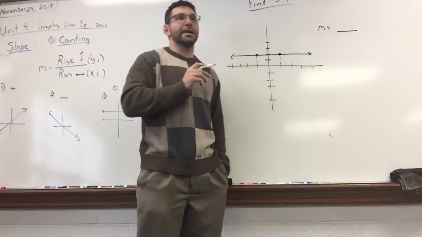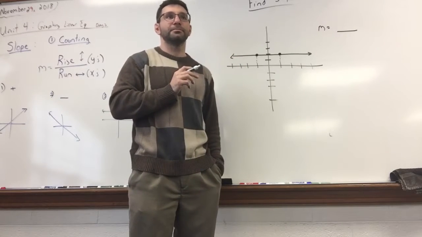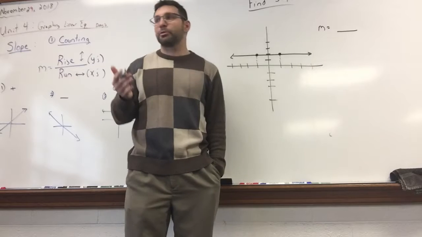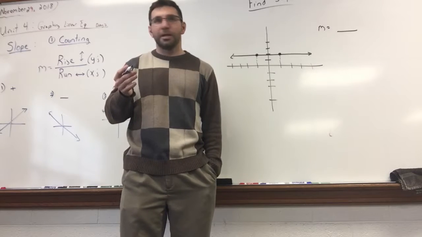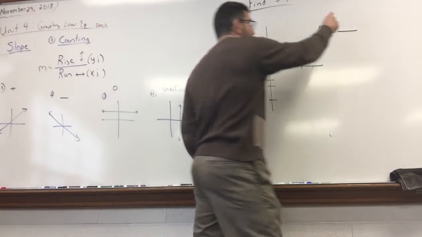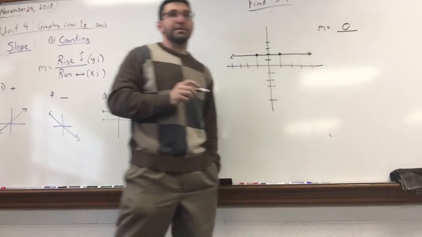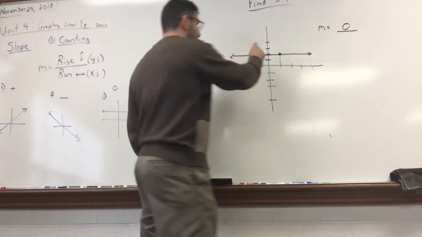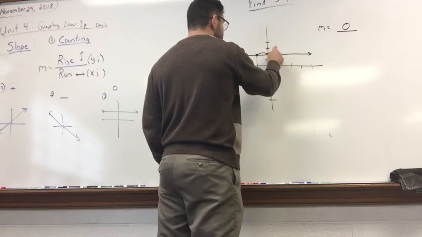The problem is the ladder's laying on the ground on a flat piece of ground. Can I climb up or down that ladder? How many spaces can I climb up? 0. So I'm going to put a 0 in the rise. So now I'm going to go over 1, 2.